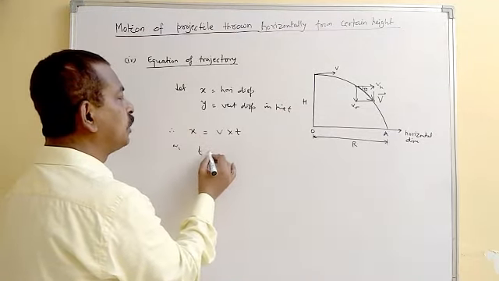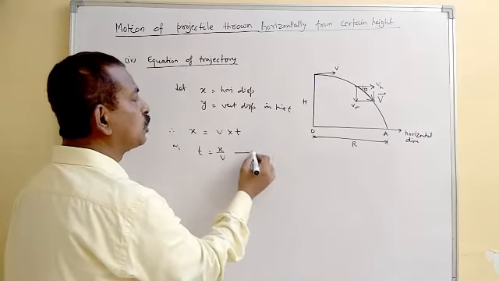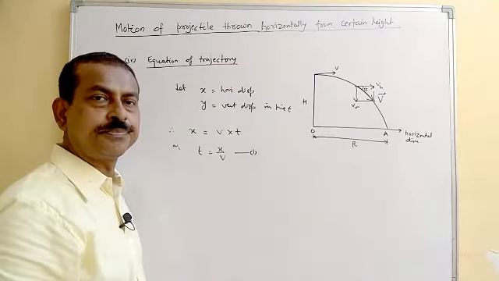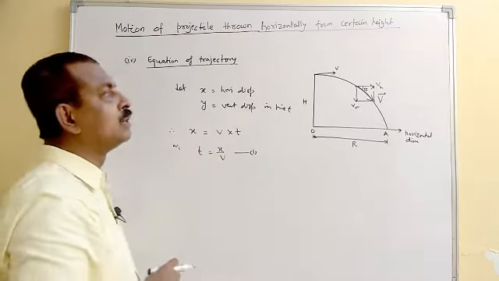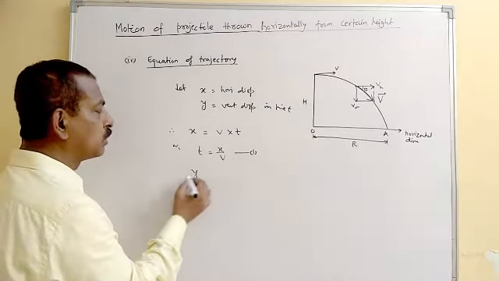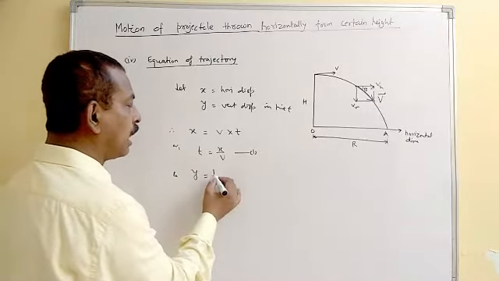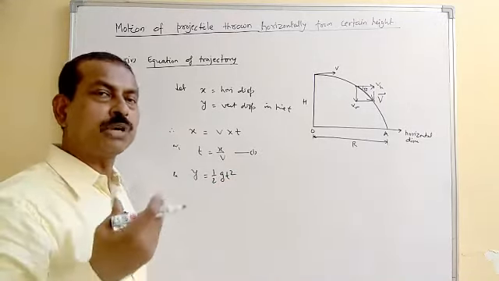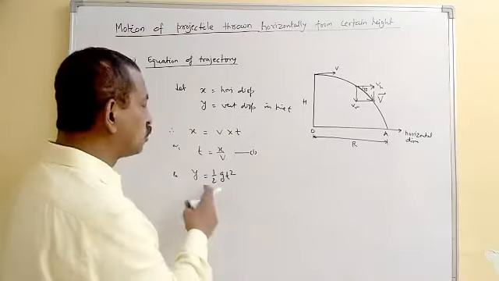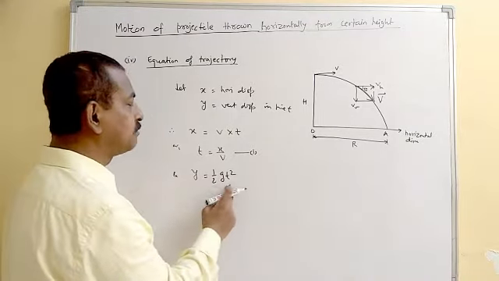So this t will be x by v. Suppose I call it equation 1. And for y, which is the vertical displacement, y will be equal to half g t square, because the initial vertical velocity will be 0. So the first term will be 0 and it is only half g t square.